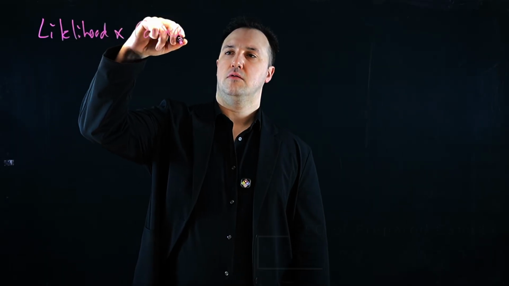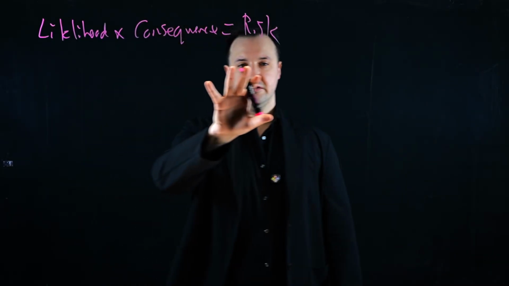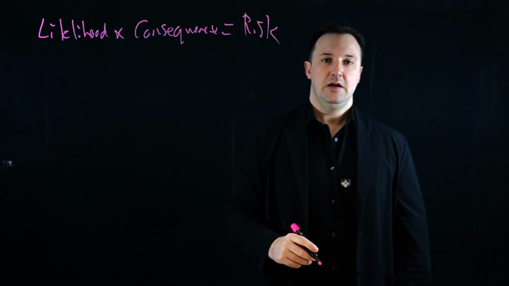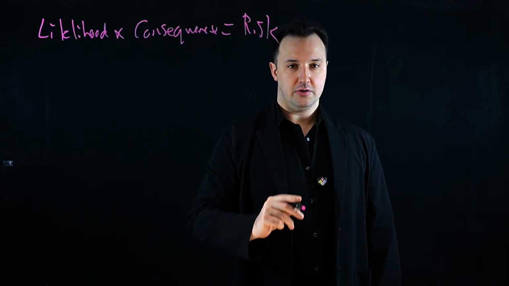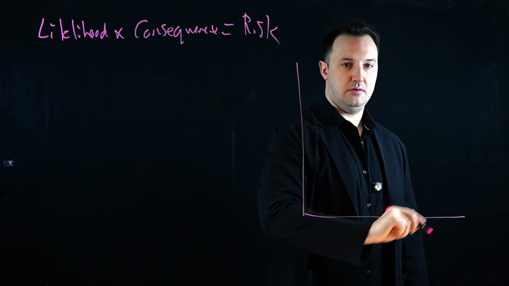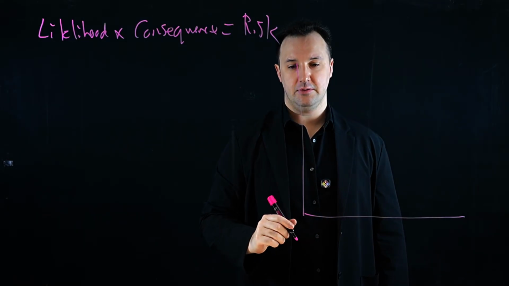First, likelihood times consequence equals risk. This is going to come into play because at the end of this whole thing, we're going to make what's known as a risk matrix. A risk matrix is basically a giant chart. So the way the risk matrix works is you have a chart array graph. You will have likelihood in one of the axes and consequence in the other.